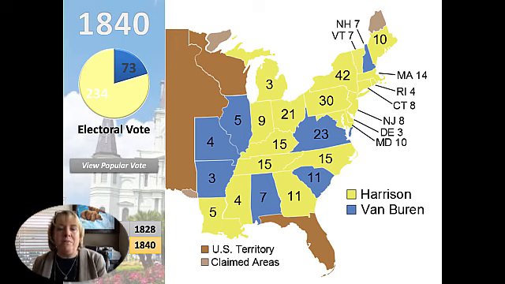Now, what's interesting about Harrison, at the time, he was the oldest president ever elected by the United States populace. He also serves the shortest term. He will die 28 days into office. But we'll talk about that in the next video.